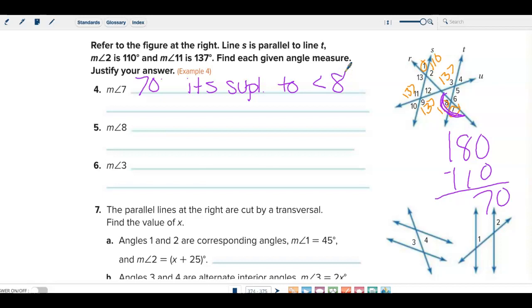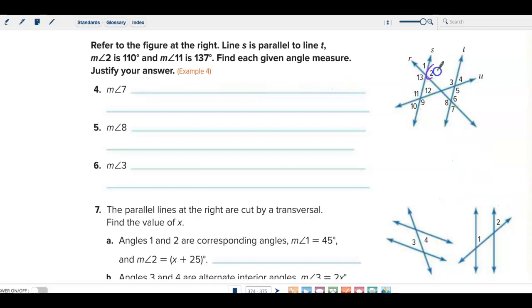What did they use? They said that 2 and 6 were corresponding, therefore they would be the same. That doesn't help us. They got the answer of 70 as well. They kept going with it, but we got it.